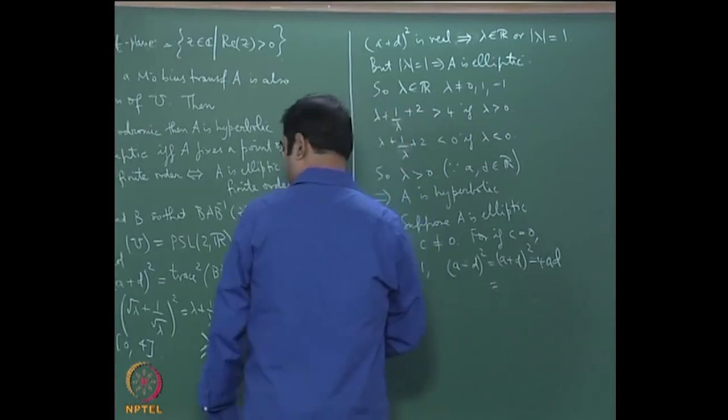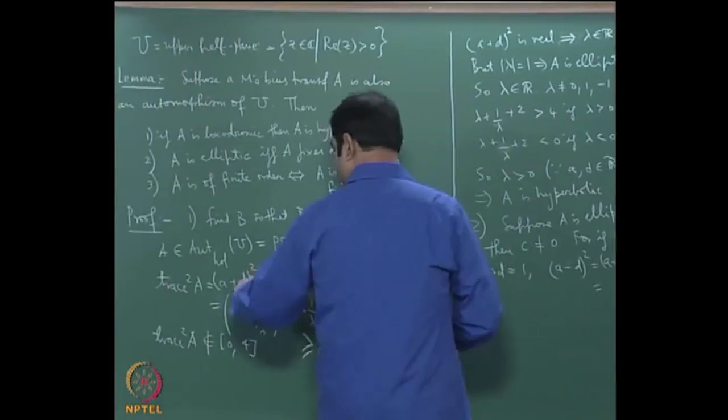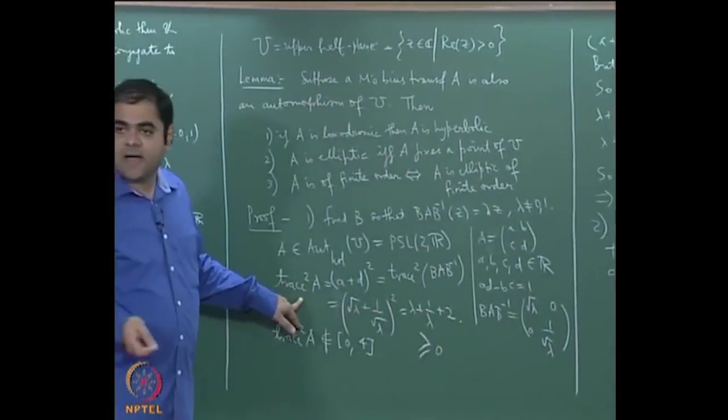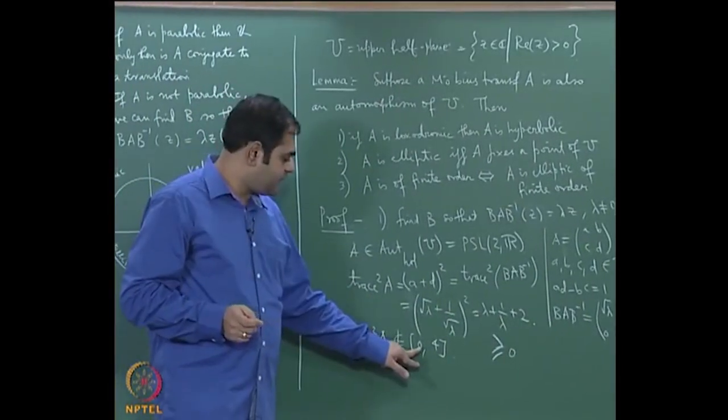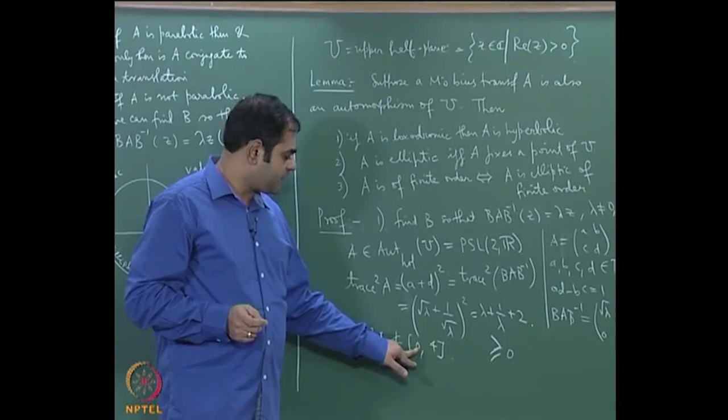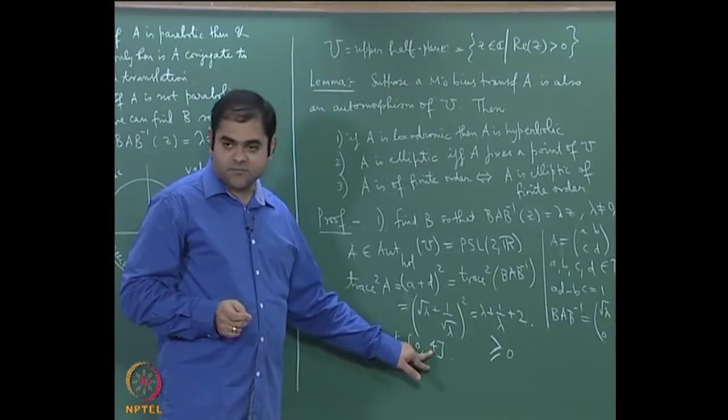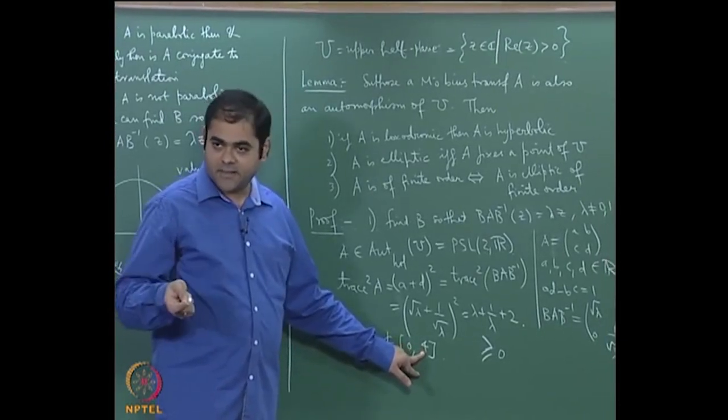What is A plus D the whole squared? It is the trace squared. And I have assumed that the trace squared is greater than or equal to 0 and strictly less than 4, that is the condition for it to be elliptic.